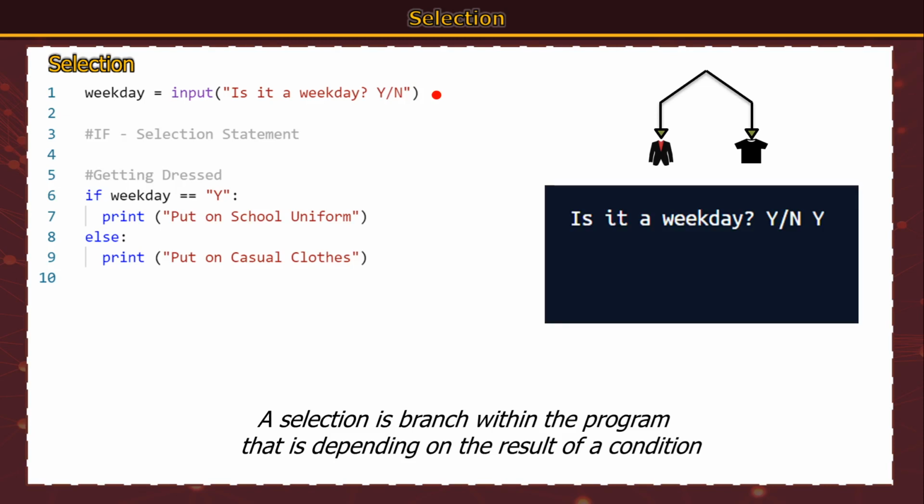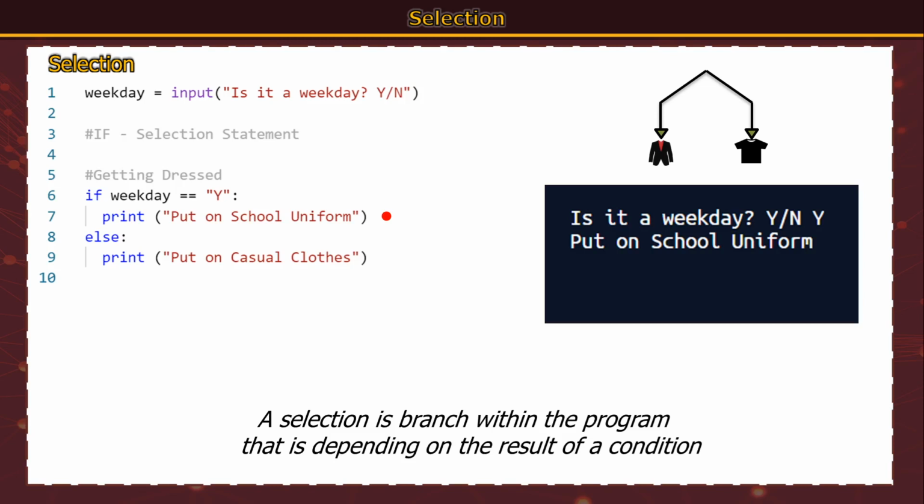The program would then move down to line 6, and this would be the start of the condition. It would be checking whether or not weekday is equal to Y. If it is, it would go within line 7 and run, put on your school uniform. If it's not, it would go down to the else and then go inside and print out put on your casual clothes on line 9.